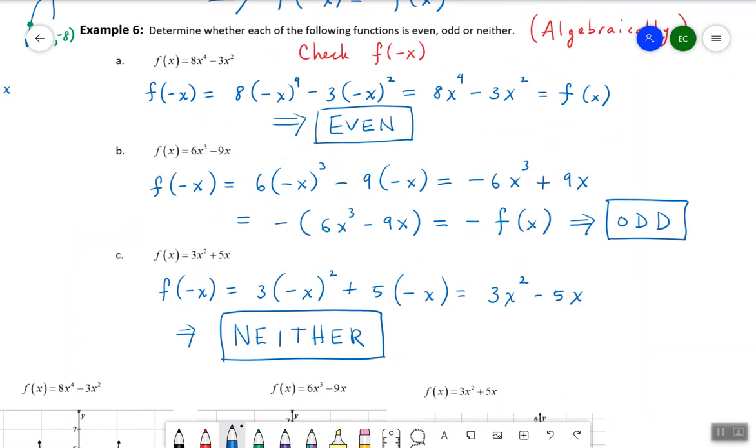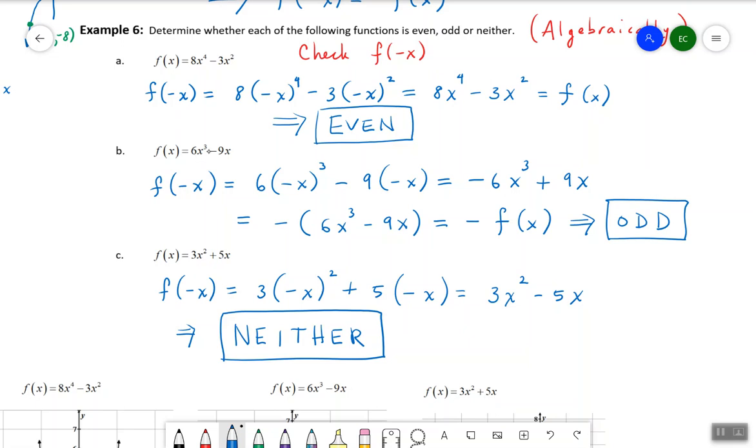There's one more thing I want to look at here. We've seen even and odd symmetry algebraically, and we've seen it in a graph. Let me show you a shortcut here. When we're just working with these polynomial functions, like we have in this example, then we can just look at the powers on the variable. In part A, we have the fourth power and the second power. Those are both even numbers, and so even symmetry.